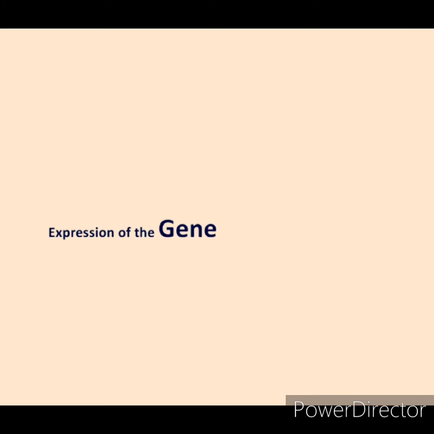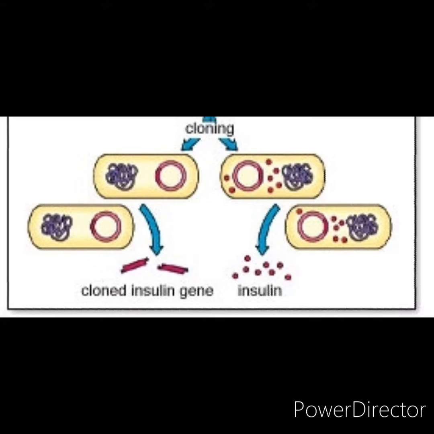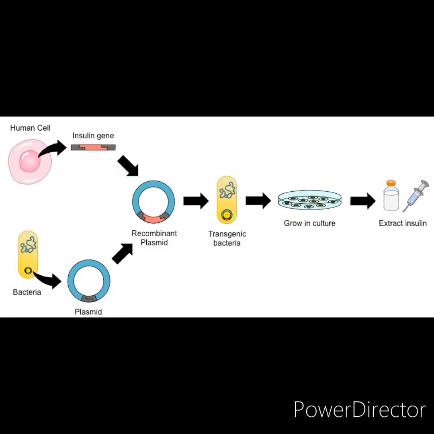The fifth and last step is the expression of the gene. The GMO contains the gene of interest and manufactures the desired product, which is isolated from the culture medium. So in this case, the desired product would be insulin.